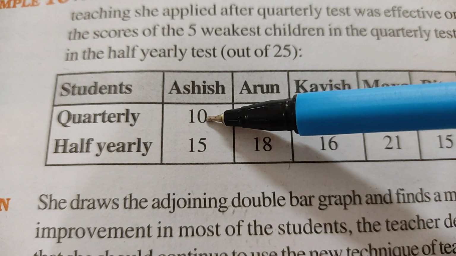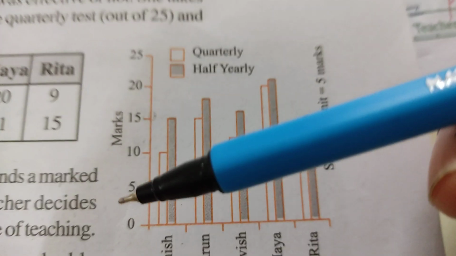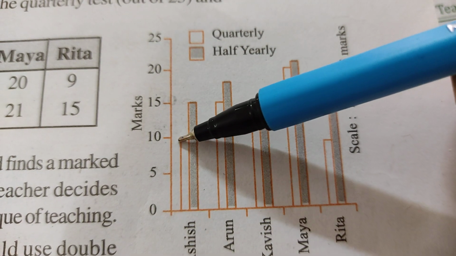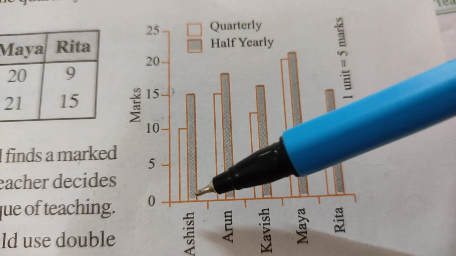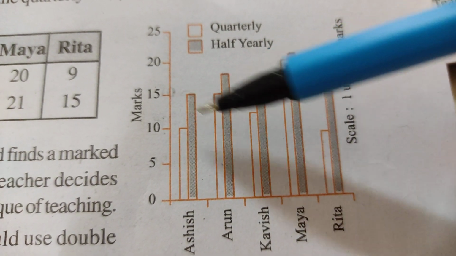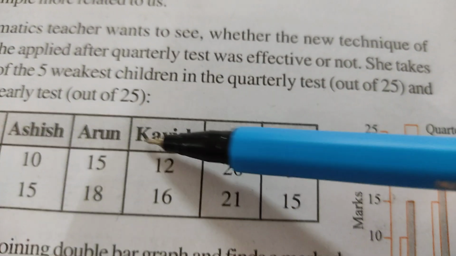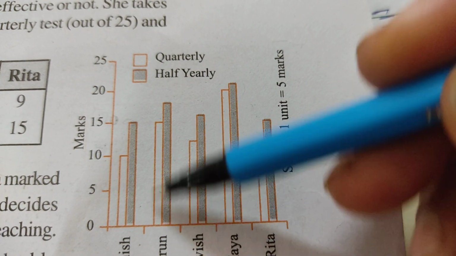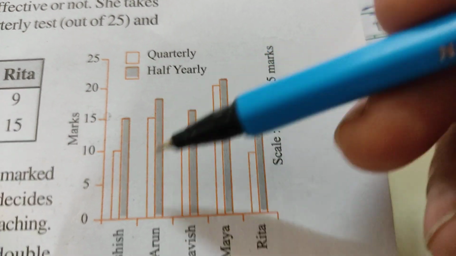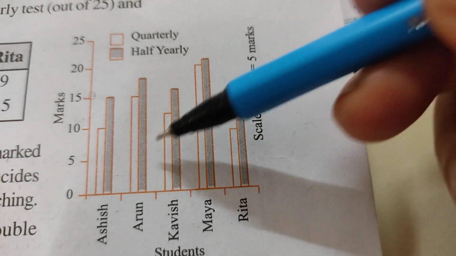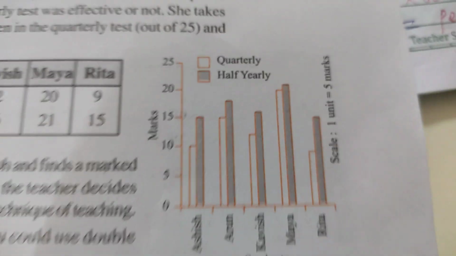So Ashish has secured 10 marks in quarterly exam and 15. So how will you draw? Ashish 10, and for quarterly we kept plain, and half yearly we will draw 15. Same way, Arun has secured 15 and 18. So in quarterly exam, graph will go to 15 and in half yearly it will go to 18. So in this way we will draw double graphs.